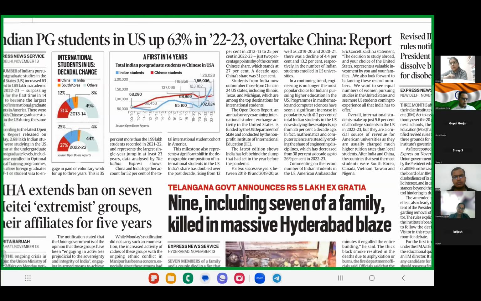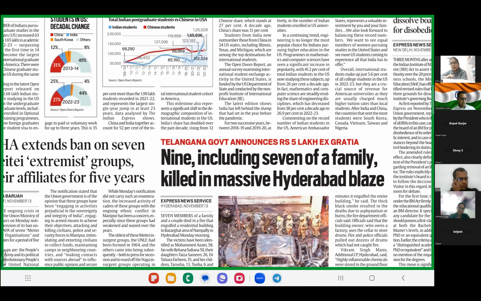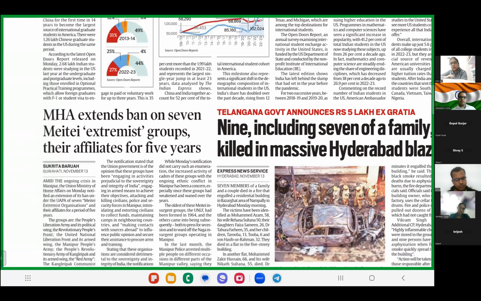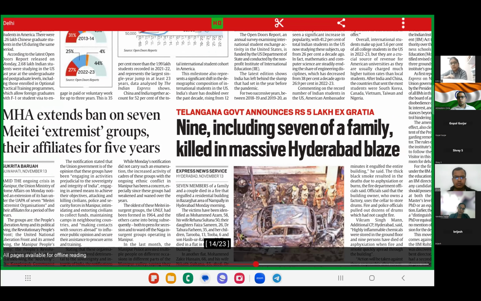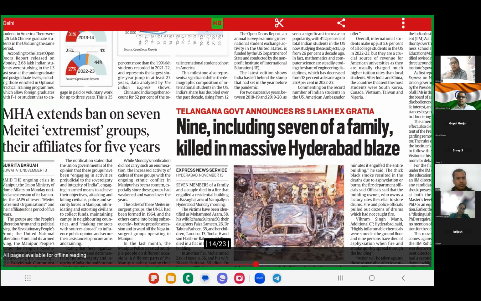IAM, not that important for you. 9 including 7K, massive number. MHA extended the ban on 7 May, the extremist group and their affiliates for 5 years. Now, after looking at this, a bulb should light up and it should say internal security. It can be an example over there. If you do not want to remember the material on the extremist group, the presence of extremism in Manipur as an example itself in one of the questions will help you.